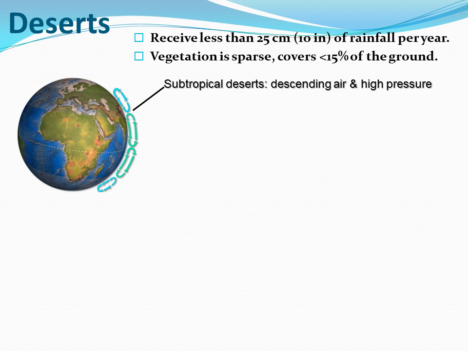The opposite extreme is deserts. So what is a desert? A desert is an arid region that receives less than 25 centimeters, that's about 10 inches, of rainfall per year. Vegetation is sparse, commonly covering less than 15% of the ground.